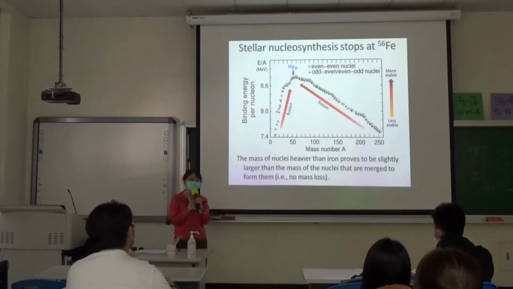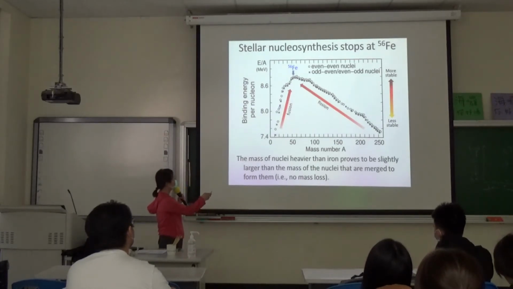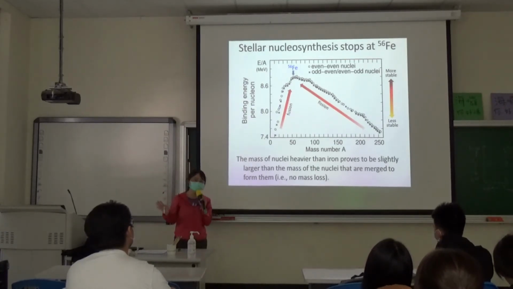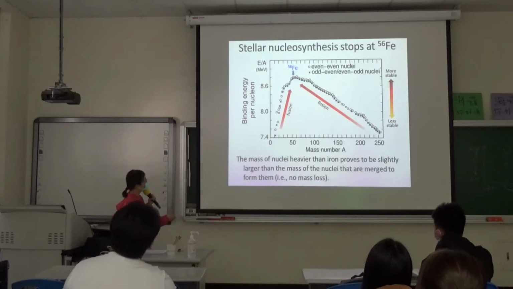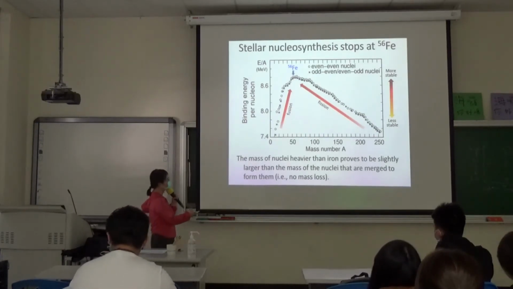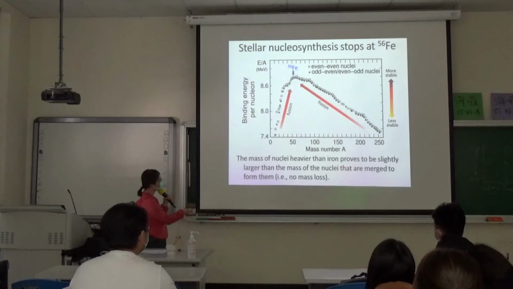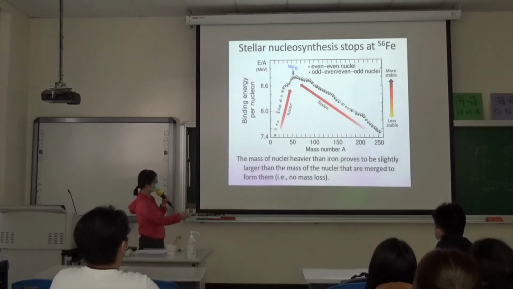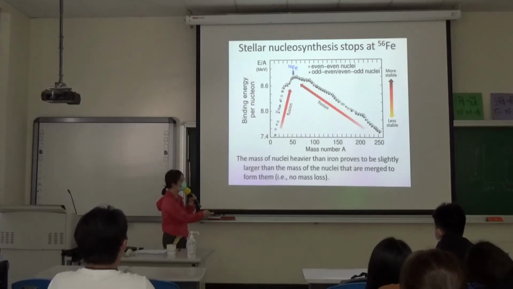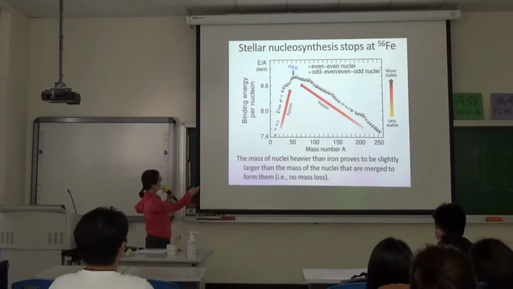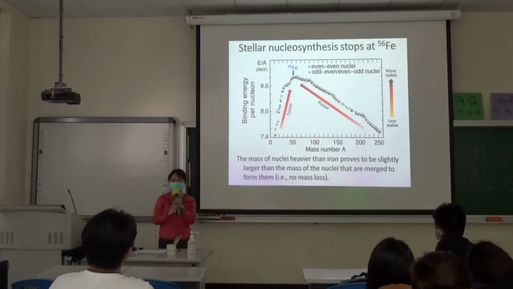And if you want to fuse heavier elements by nuclear fusion, then you will reach a problem. That problem is there's no mass loss during nuclear fusion. So, in this direction, there's no spontaneous nuclear fusion. You need to add energy. Therefore, the mass of nuclei heavier than iron proves to be slightly larger than the mass of the nuclei that are merged from them. So, which means no mass loss. So, it will stop here.